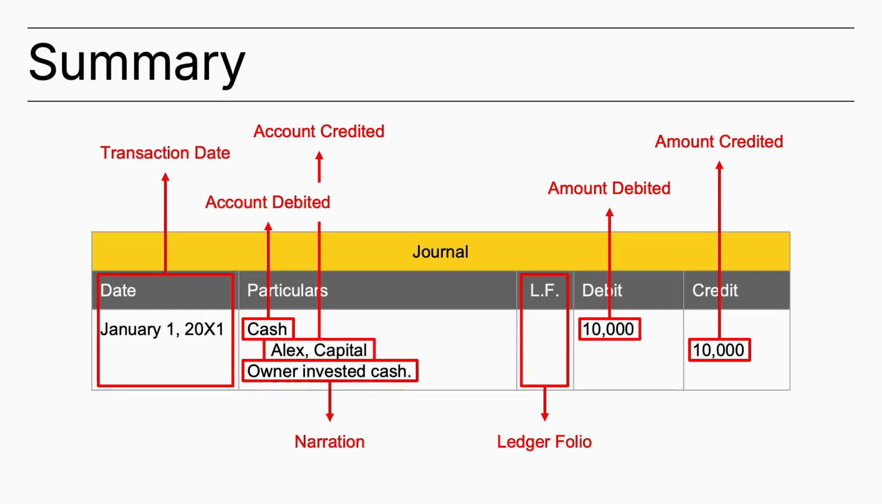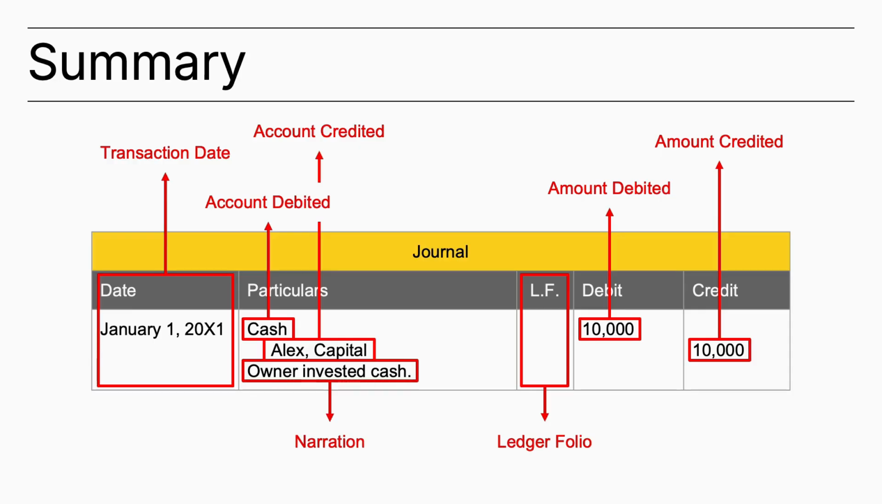Let's do one final review of the journal entry format. On the left side, we have the date of the transaction. The particulars column contains the account titles involved in the transaction. Next is the LF column, which stands for ledger folio. We'll learn how to use it when we start posting entries to the ledger. The debit and credit columns contain the amounts being recorded. Finally, the narration briefly explains the transaction.